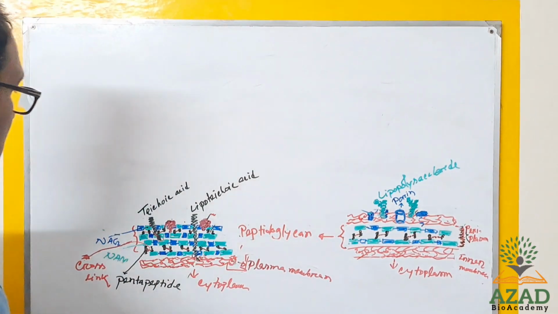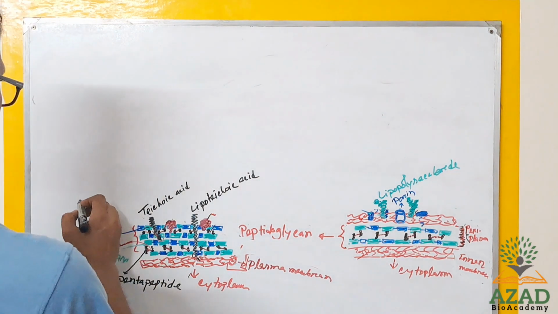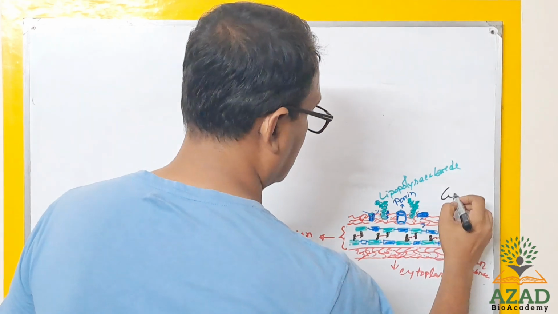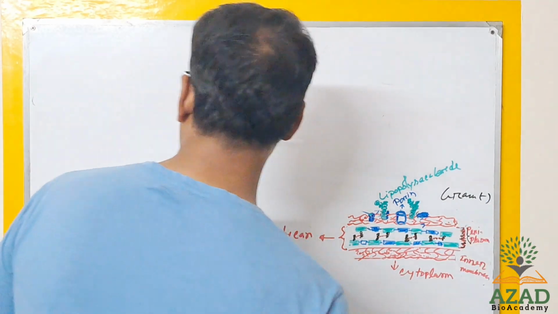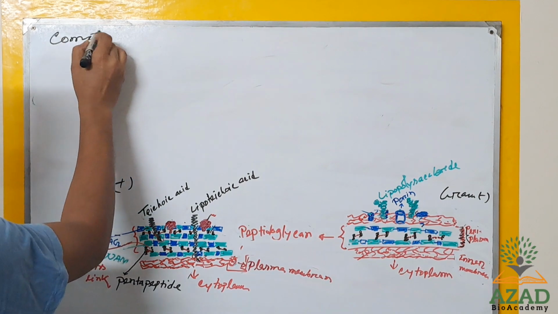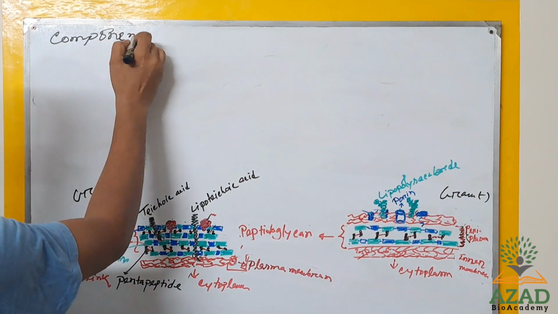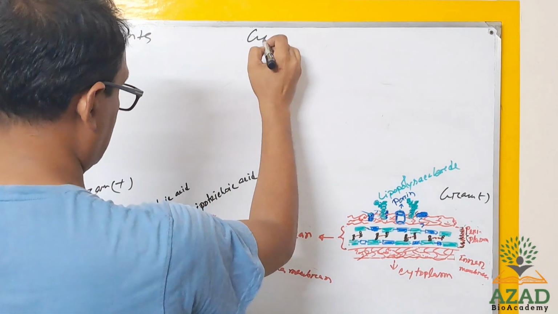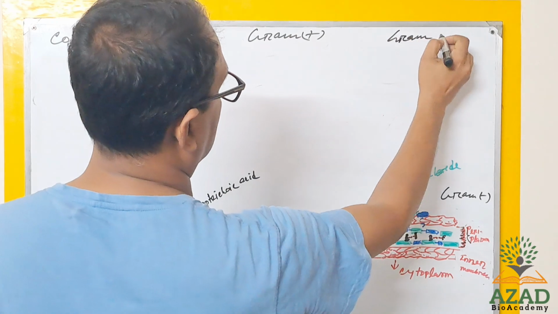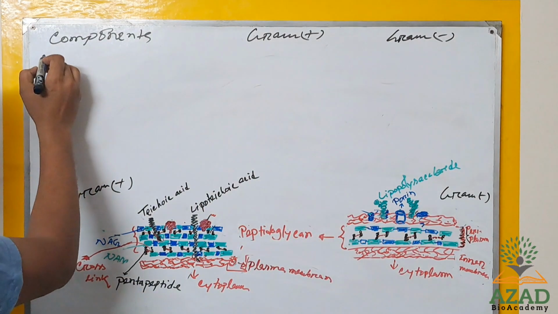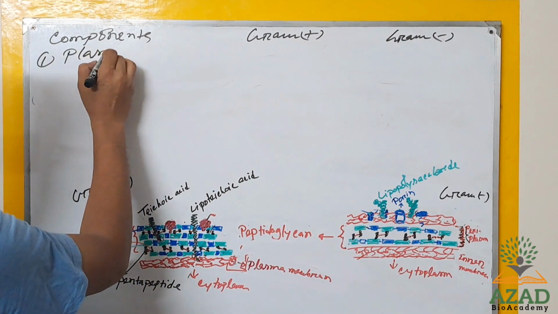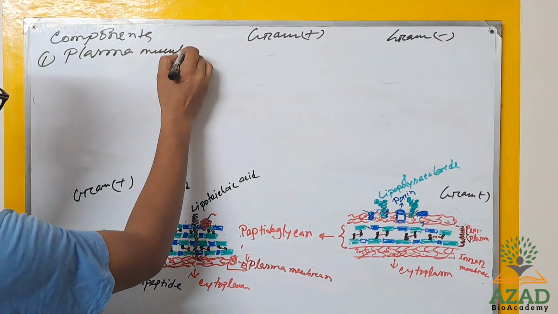Firstly, this is gram-positive bacteria, and this is gram-negative bacteria, and this is the component, gram-positive, and this is gram-negative. So the first one is the plasma membrane.